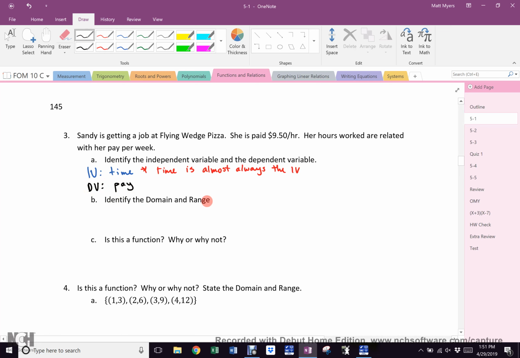Now, identify the domain and range. Now, this is going to get a little tricky. We have to do some pretending here. Sandy can only work whole hours. Okay? We're going to pretend that the laws don't exist and she's allowed to work 1 hour. Everybody with me? So, the domain and range. What are the elements that make up the domain? What are the values that I can give for a domain?